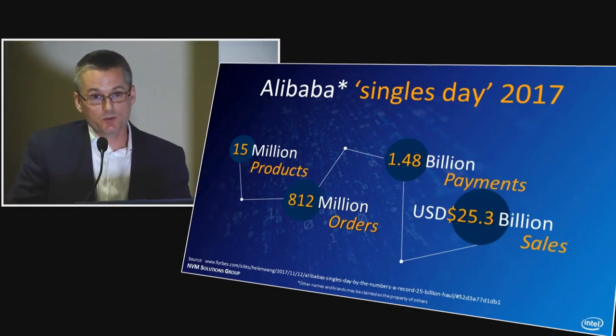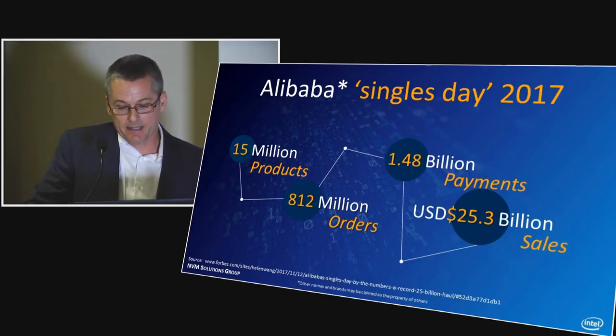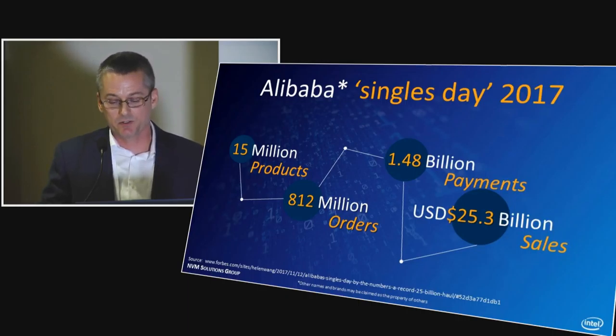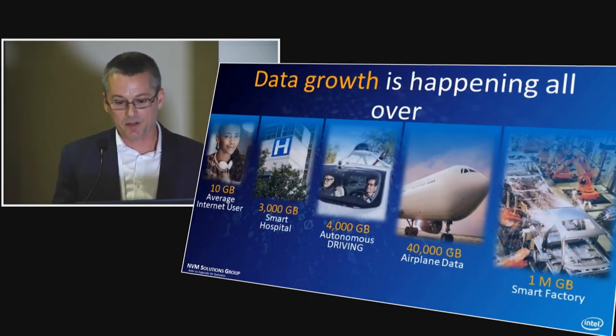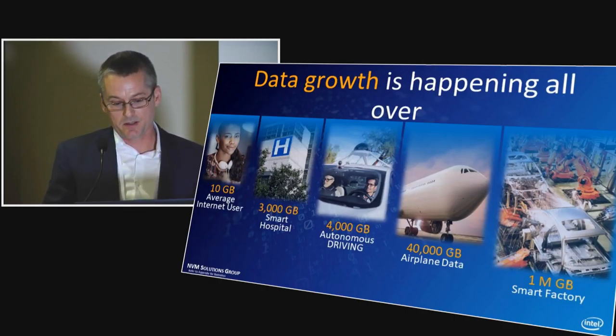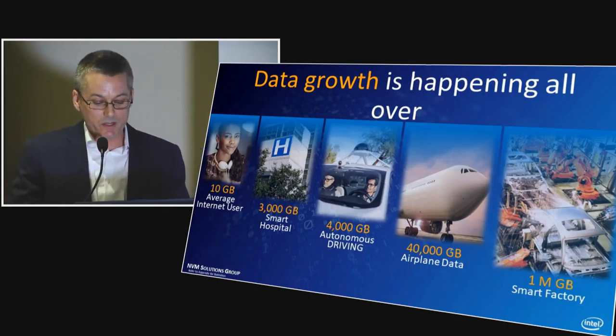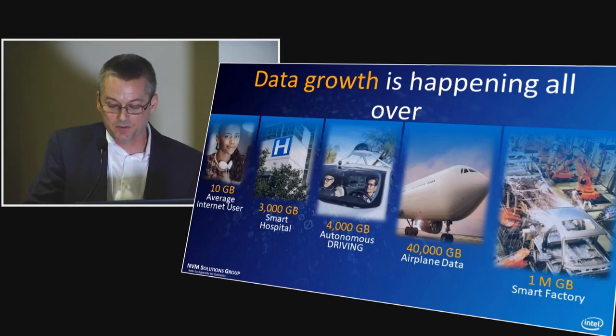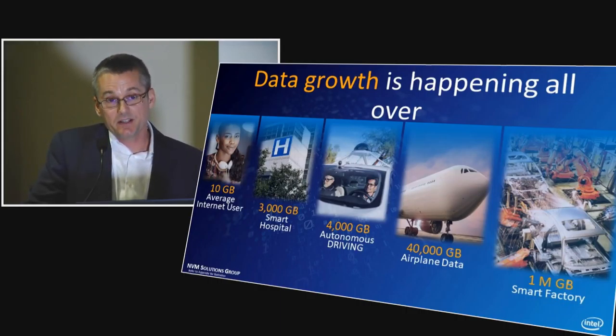To me, this is an incredible example of the types of data explosion that's happening all over. But it's not just happening with e-commerce. It's happening all over the place. If you look at this, global internet traffic in 2021 will be equivalent to 127 times the volume of the entire global internet in 2005. The internet traffic will reach 30 gigabytes per capita by 2021, which is up from 10 in 2016.